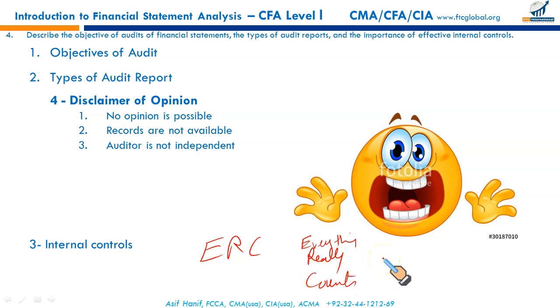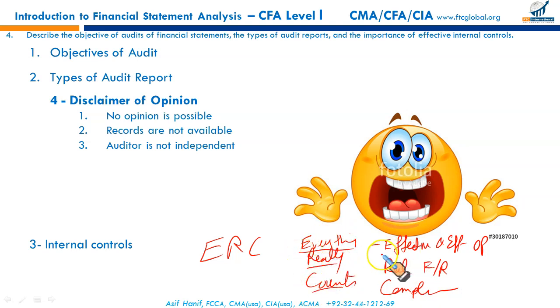This is internal control. How? E stands for efficient and effective operations. Reliability of financial reporting. And last, C stands for compliance with the laws and regulations. So this is internal control, a system of internal controls that ensures that everything really counts, that the system is efficient and effective with regard to operations, financial reporting is reliable, and compliance with the laws and regulations. This system is called a system of internal control.